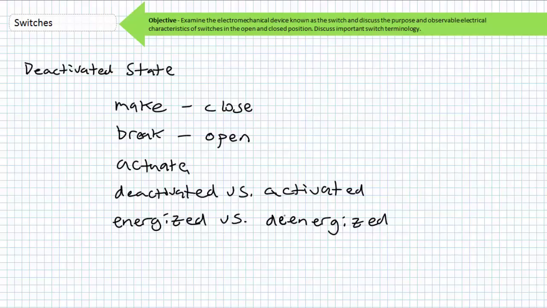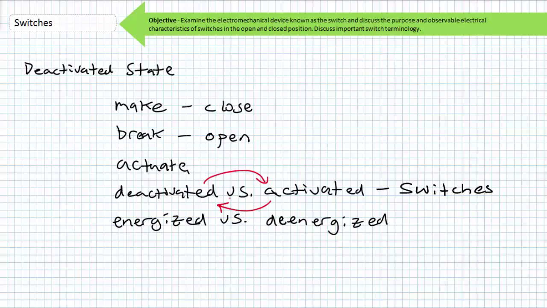People use all sorts of weird terms for these two states. However, in an effort to establish some clarity and consistency, I will always refer to them as deactivated and activated. Switches, by being actuated, can transition from their deactivated state to their activated state, and vice versa.